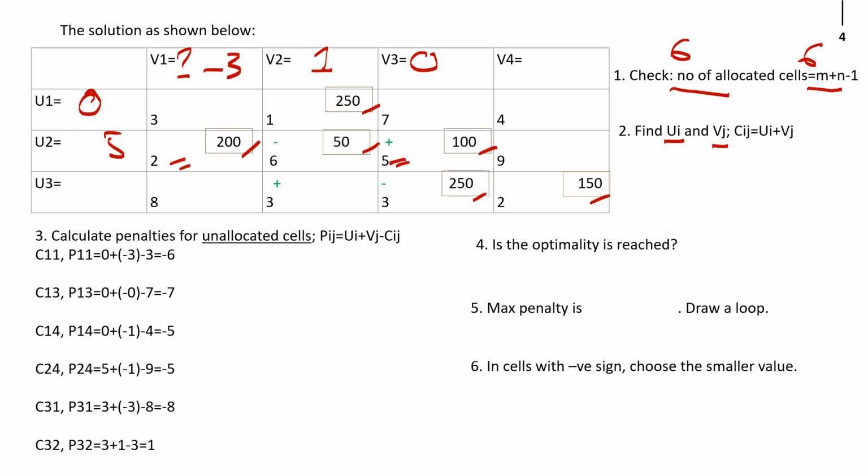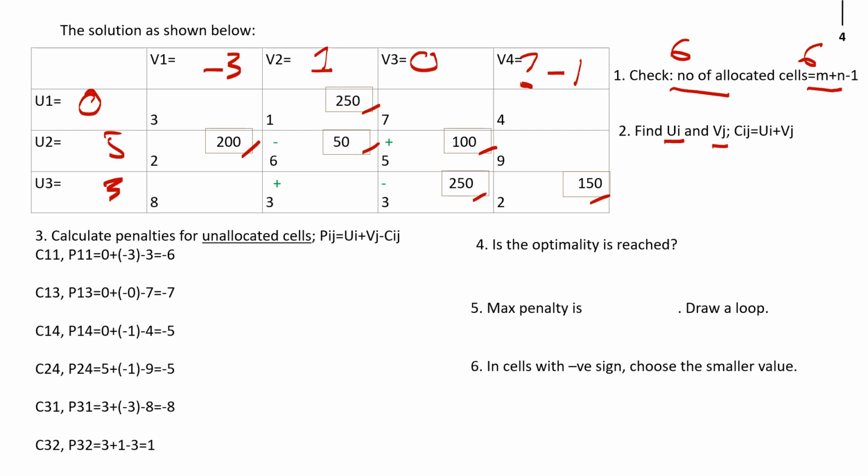Okay, and now we can try to find U3. What value here plus 0 is 3? The answer is 3. And the last one, we can find V4. 3 plus what value equals 2? The answer is 3 plus negative 1 is 2. Okay, for Ui and Vj, I refer to the allocated cells.